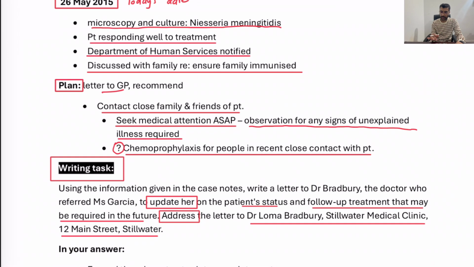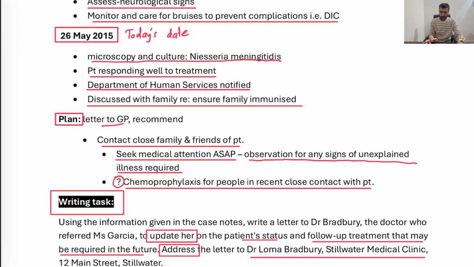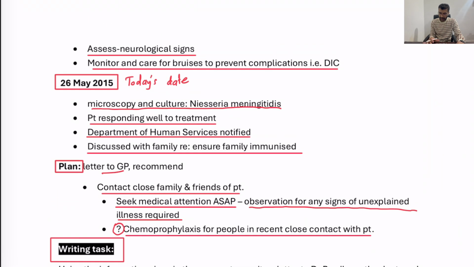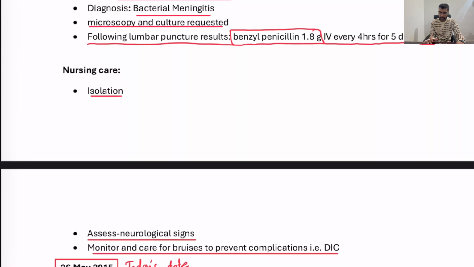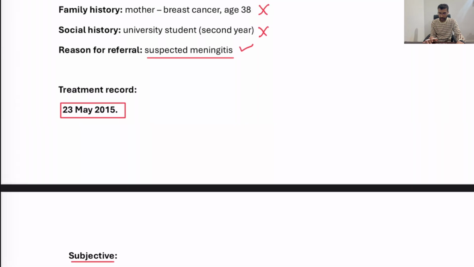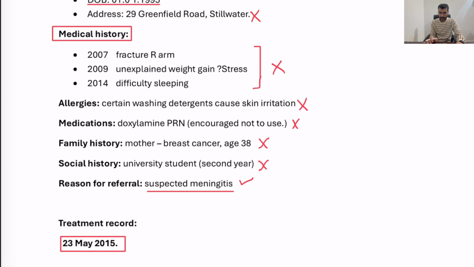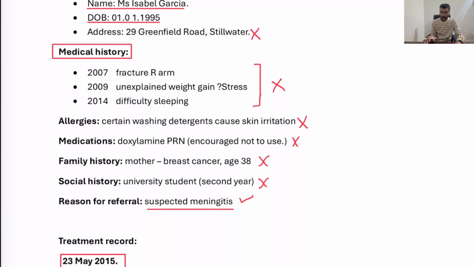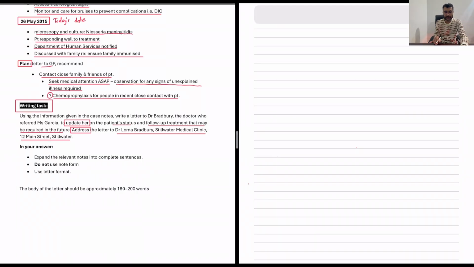Then the writing task; we have gone through the writing task. So now we have selected the content, and from this content we can write a letter. So let's start. First thing to write is the address. Here the address is Dr. Luma Broadbury, Stillwater Medical Clinic, 12 Main Street, Stillwater.